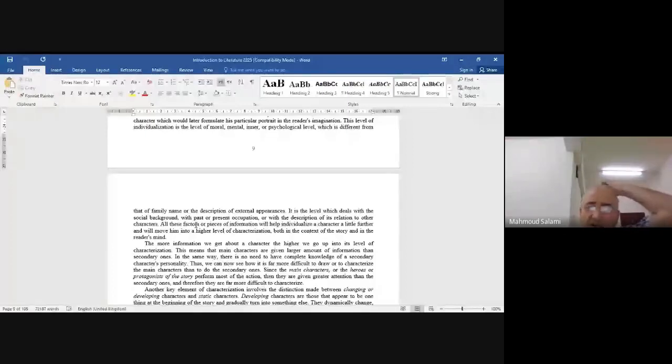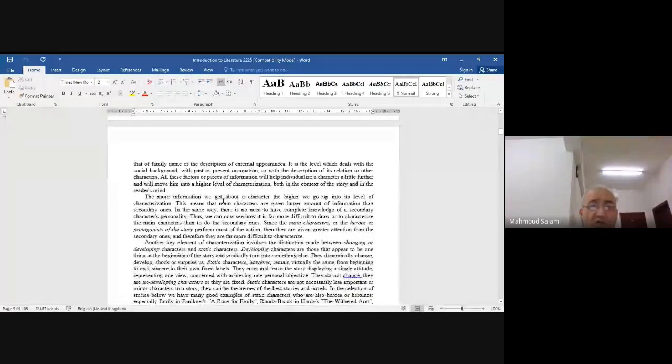So we get all these levels of information, which will help us understand. And that's what I say here: all these social background, the past and the present occupation, the description of his relation to other characters, and so on. All these things will characterize, will individualize a character for us, at least for the time being in our mind when we first see the character.